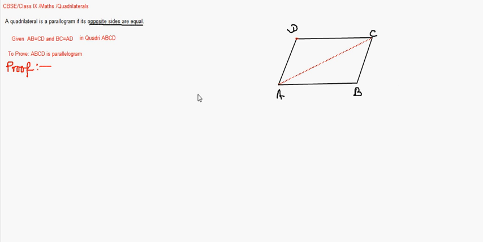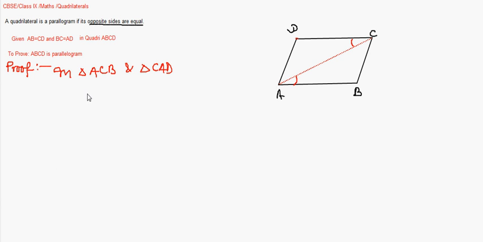Why are we trying to prove the congruency of these two triangles? By proving the congruency of these two triangles, we'll be able to prove the equality of this angle with this angle, thereby making them a pair of alternate angles. So I write in triangle ACB and triangle CAD.